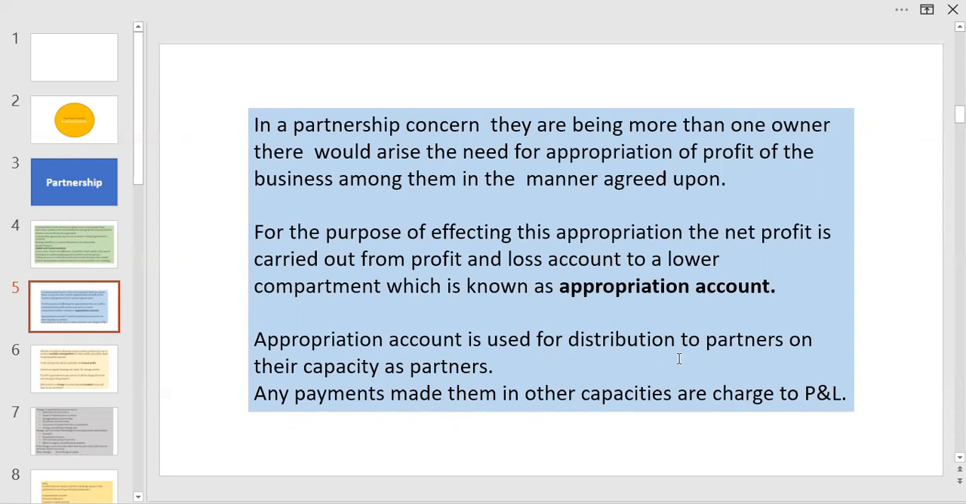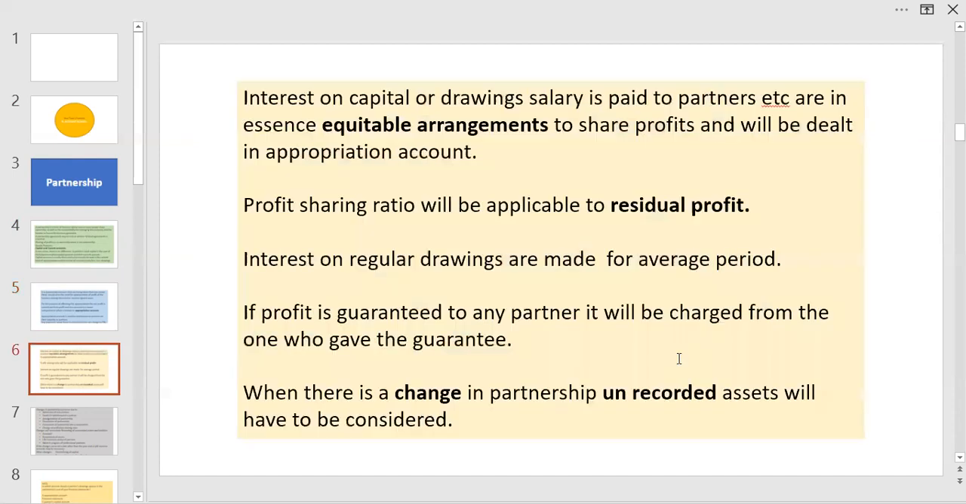In a partnership, usually we hear things like interest on capital or drawings, salary paid, etc. But in effect, all these are profits. These terminologies are used in order to give a little higher apportionment to a particular partner who may contribute better than others, basically as an equitable arrangement. Therefore, these will all be dealt with in the appropriation account.